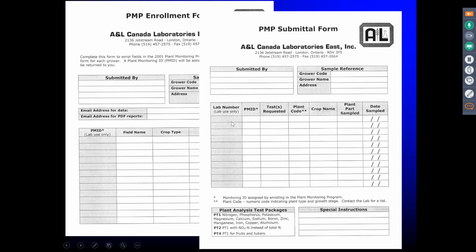So the forms and paperwork to fill out to become part of this program: the enrollment form, which can be done ahead of time if you know how you're going to set your field up, or again the submittal form, which you would send in at time of submitting the sample. Either way can enroll you into the program.